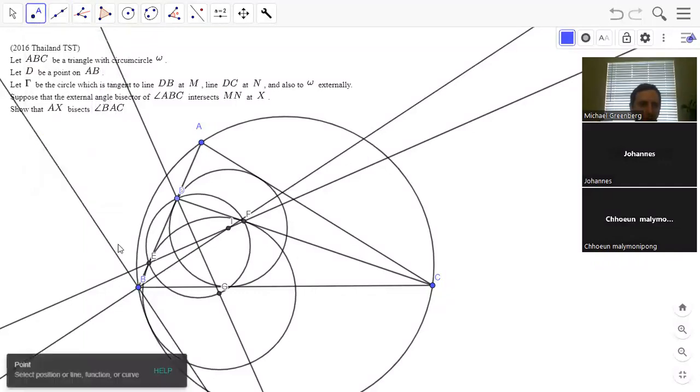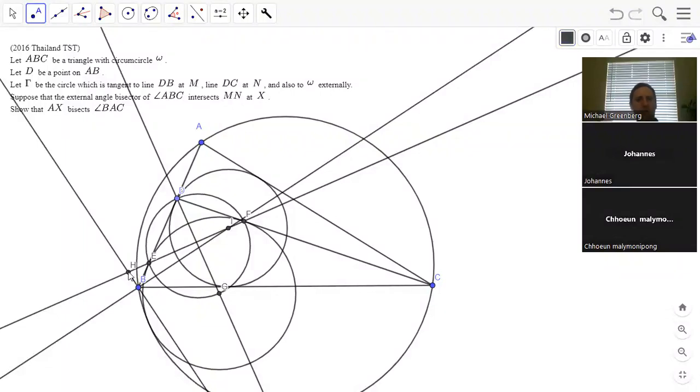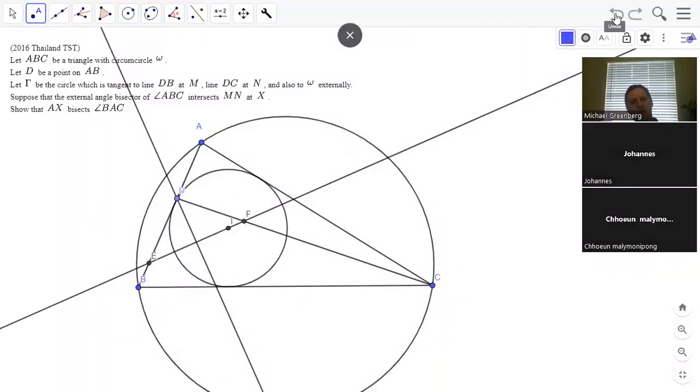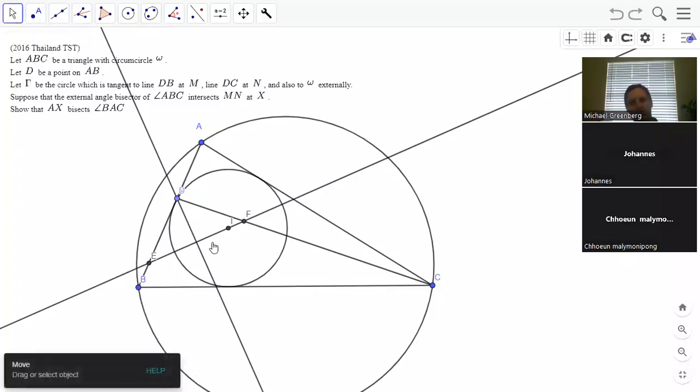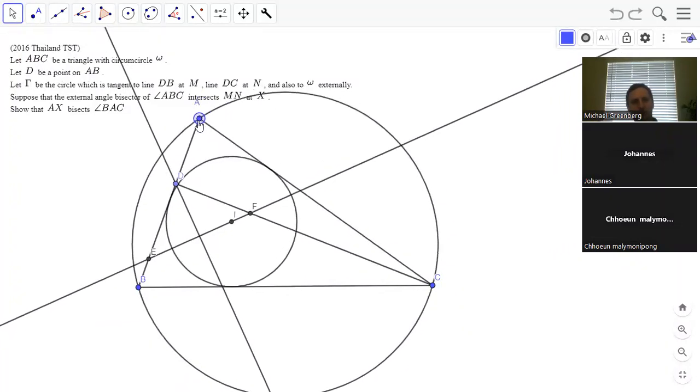So then this would be like X. And okay, then it's not really true that AX bisects BC. So we really need like a curvilinear X circle. I don't know if you know a way to draw that. I'm not sure how to.